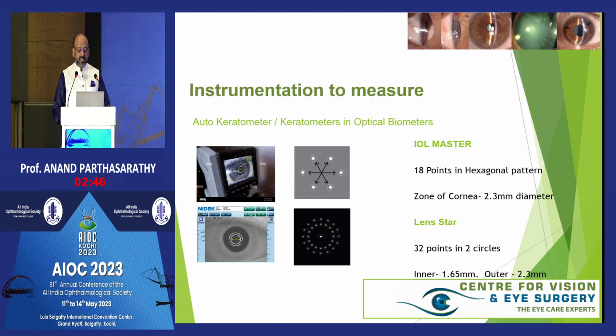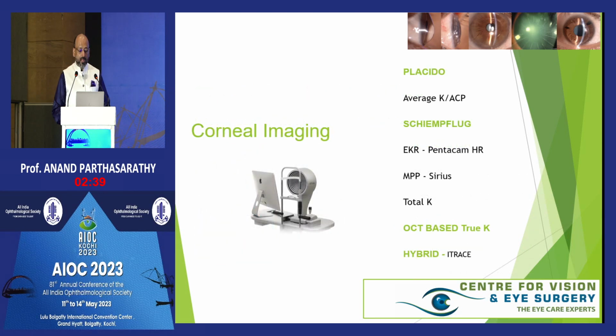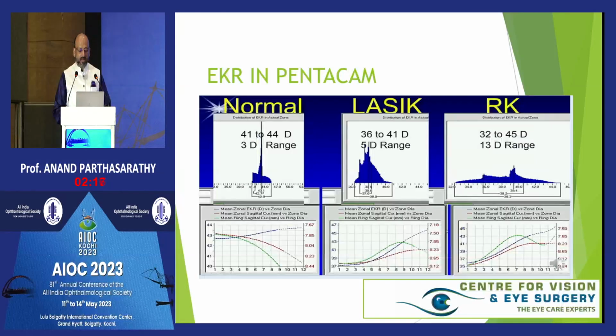But the other present IOLMasters or the Lenstars where you have multiple points of measurement is actually a good idea. So corneal imaging, probably the best, because the number of data points goes up dramatically from about 10,000 to about 25,000 depending on the type of machine you use. You have Placido, Scheimpflug, OCT based, which are true, and now a hybrid in terms of Eyetrace. And if you're in a private practice and you want to use the machine for multiple uses for treatments, usually the first two would suffice quite dramatically.